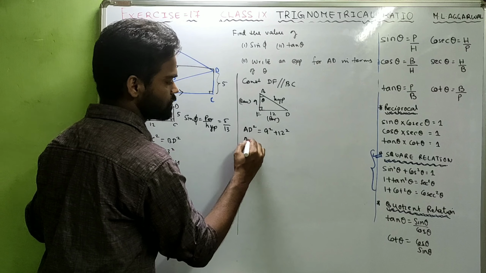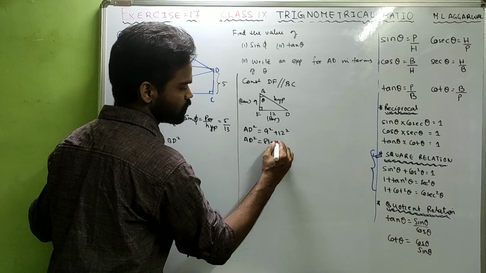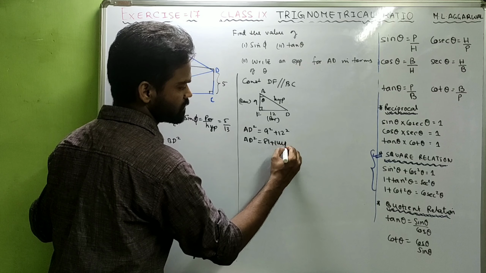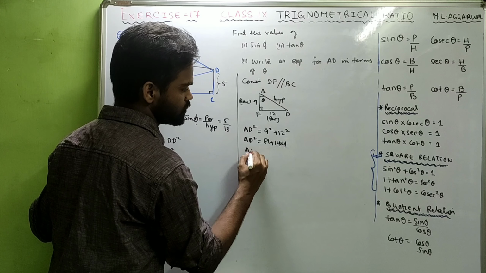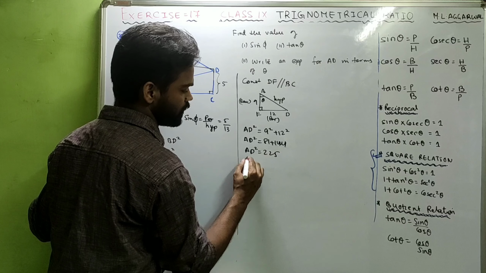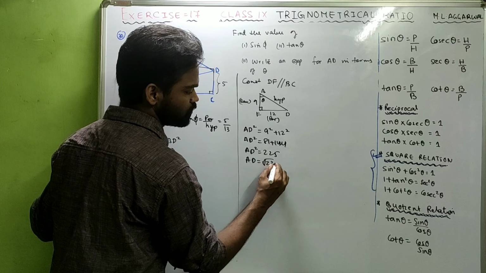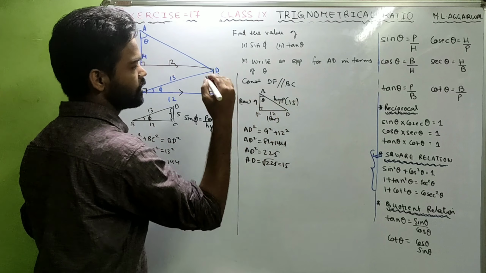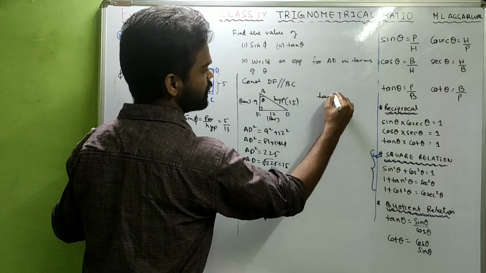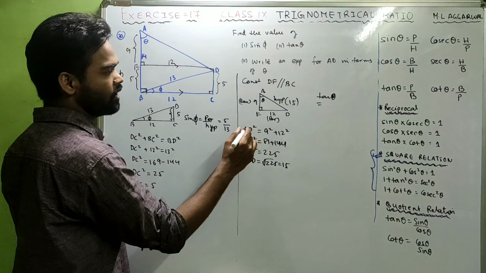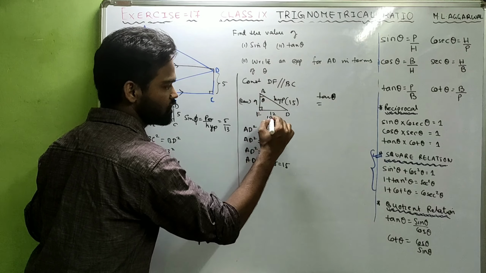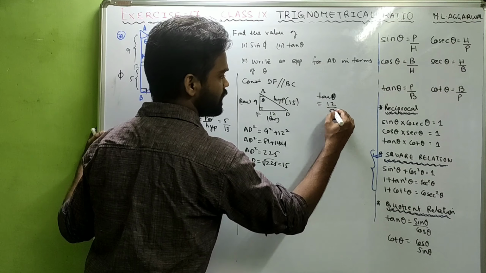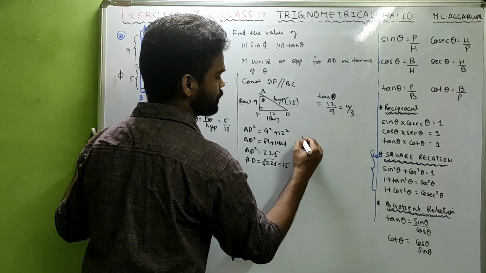We know. So AD square is 81 plus 144. That's how much? That's AD square is 225. So AD will be root of 225. That's 15. Done. Tan theta. Tan theta is perpendicular by base. Look over here. This becomes a perpendicular, which means 12 by 9. That's 4 by 3. Done.